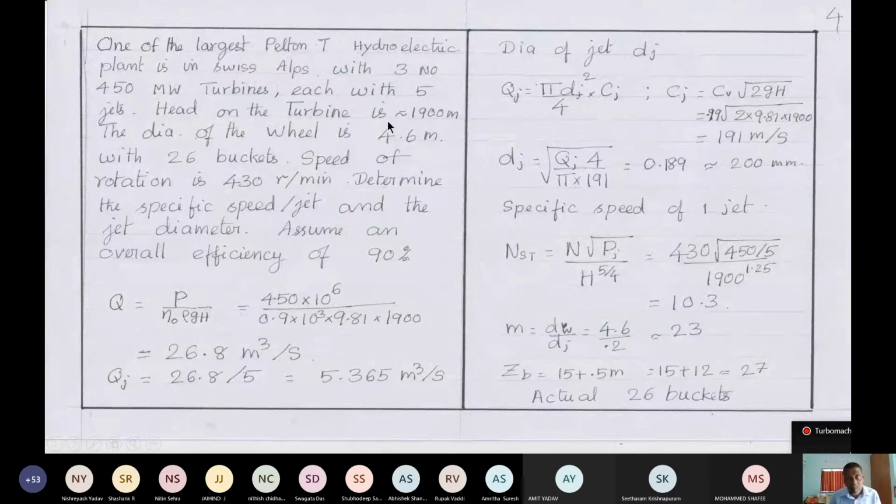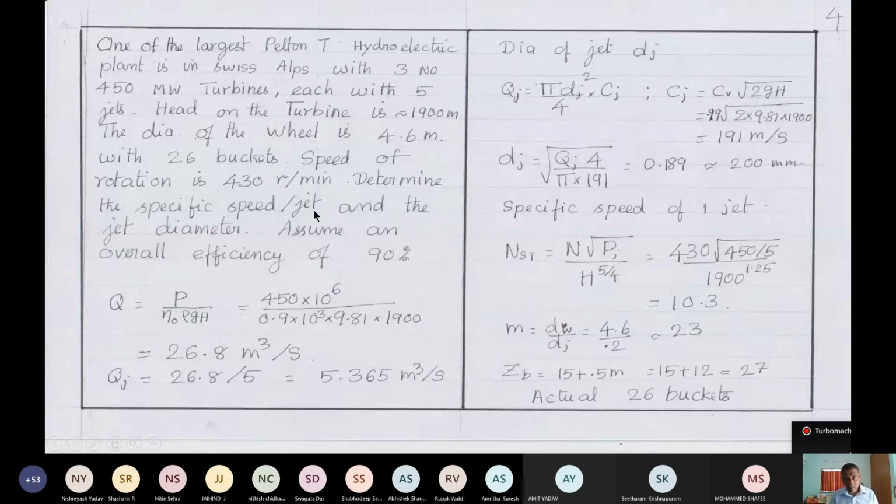Kilometers. Around 2 kilometers is the height. Okay, such high. If you have traveled, you would have seen how we are climbing that. So this Pelton turbine head is about 1.9 kilometers, and the turbine has 26 buckets. Speed of rotation is about 430 revolutions per minute.